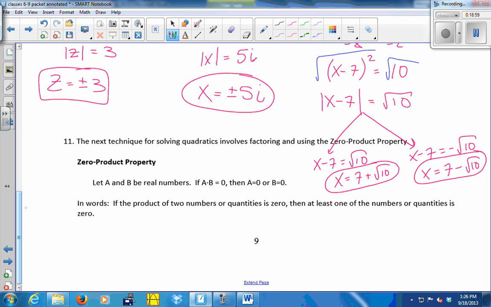Okay, so I'm going to show you a total of 3 techniques for how to solve quadratics today. So that's one of them: try to make it so that you can take the square root of both sides.